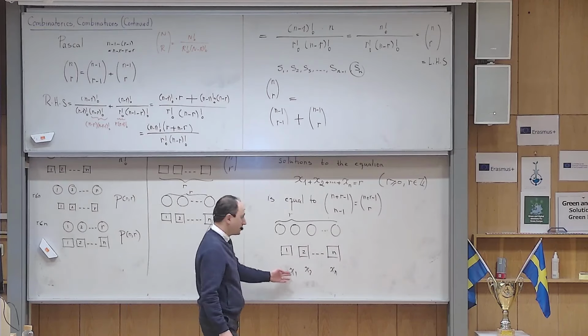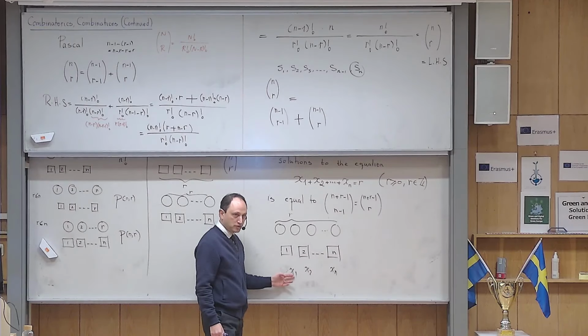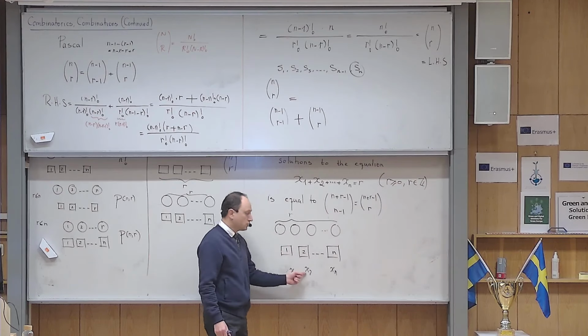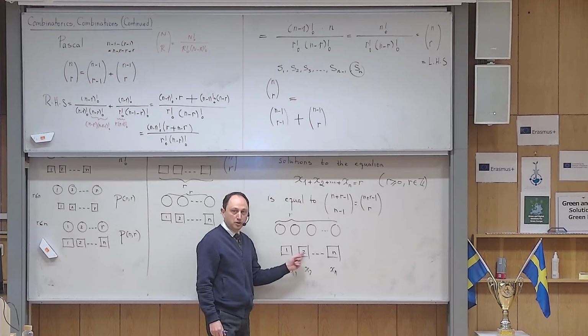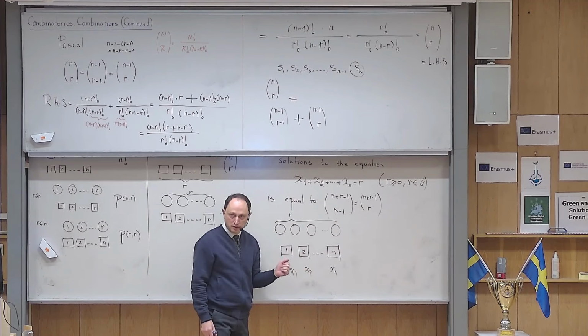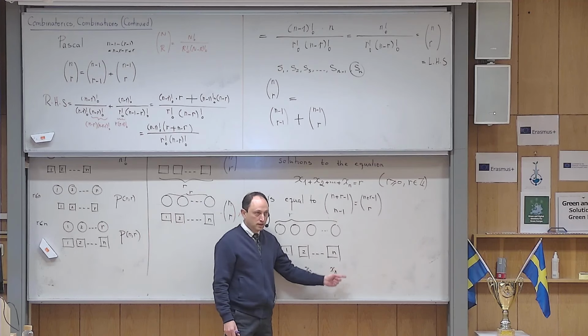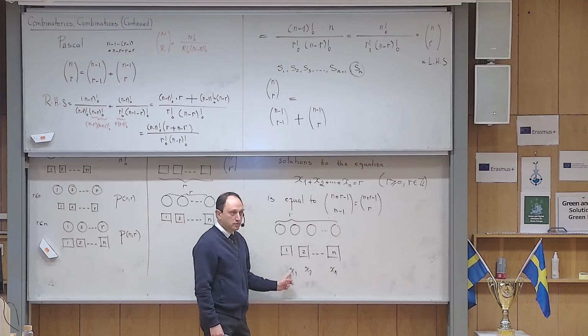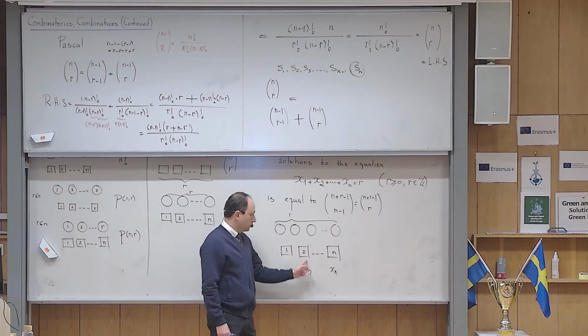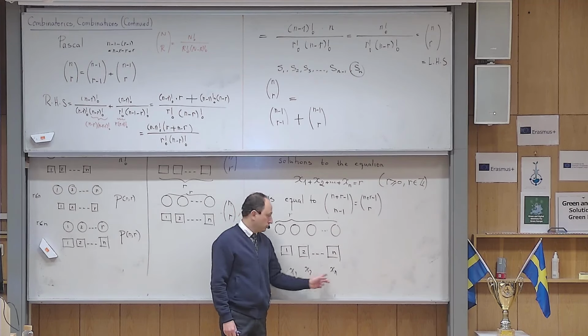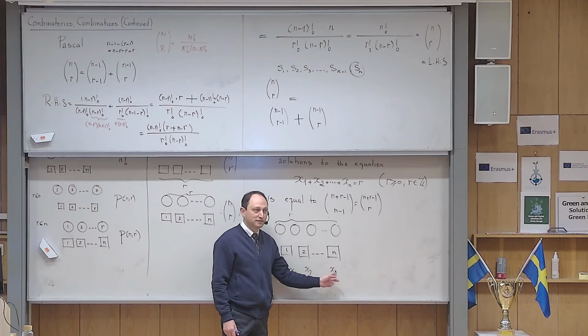x1. Let us say x1 is the number of marbles in box 1 after distribution is done. x2 is the number of marbles in box 2 after the distribution is done, and so forth. Do I know x1 before distribution? No. Do I know x2 before distribution? No. Do I know xn? No. But I know something. I know what?